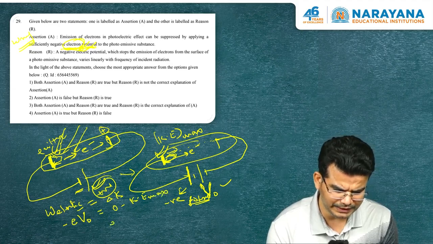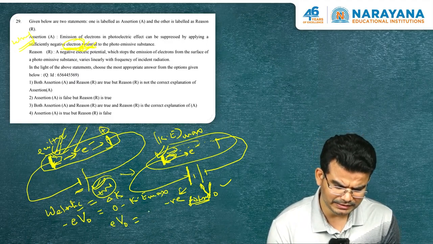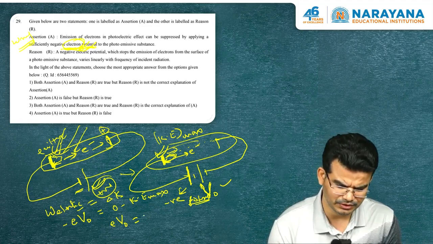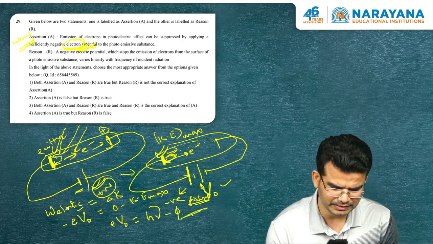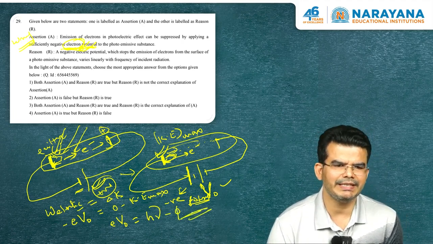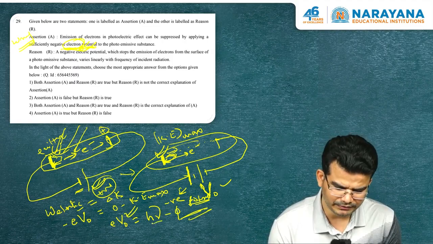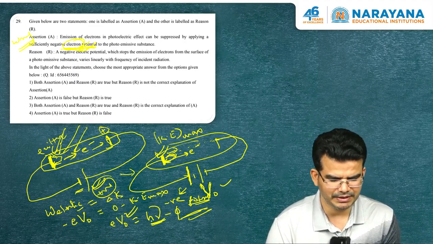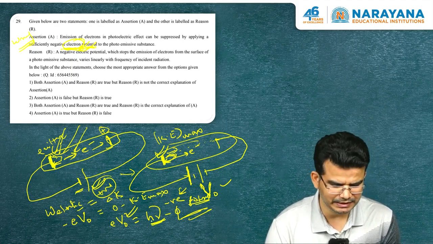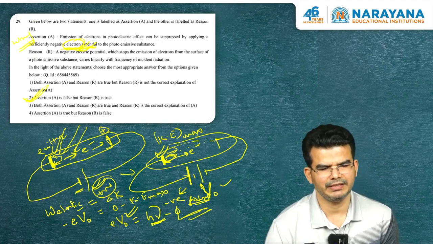So, from here what we are getting? We are getting E V naught equal to, according to Einstein's photoelectric equation, this KE max. KE max is how much? KE max we know is h nu minus work function. So, this is a very simple relation. Now, what can we see from it? We can see that the stopping potential varies linearly with frequency, correct? So, the second reason is 100% correct. I can say the assertion is false, but the reason is true. This is our explanation.